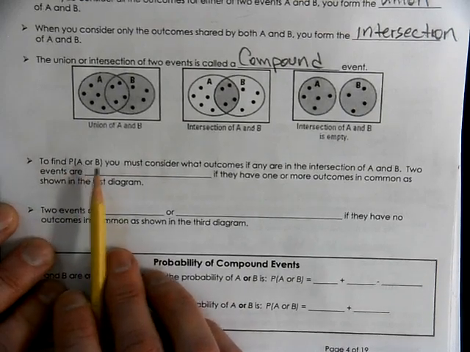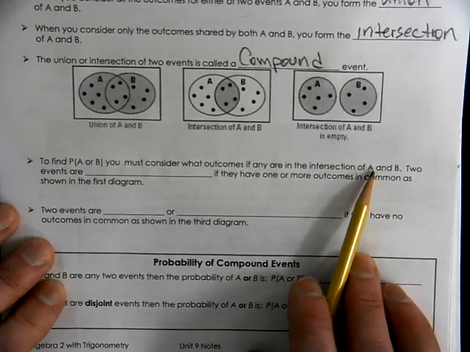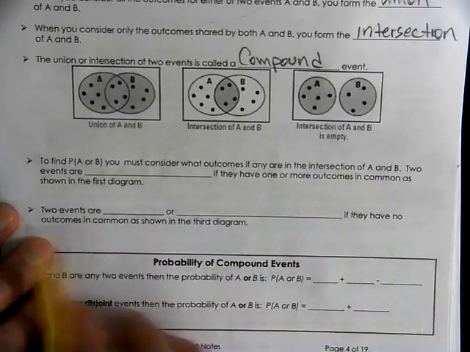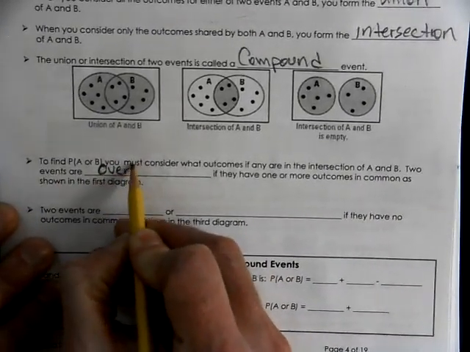So to find the probability of A or B, you must consider the outcomes, if any, in A and B, if there's any overlap. These events are called overlapping.